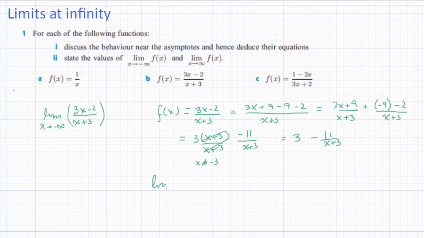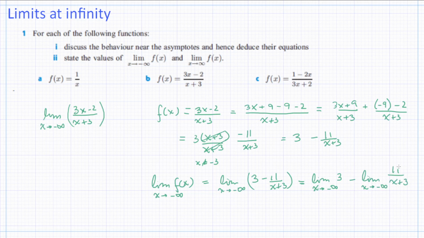So if I'm taking the limit of my function f of x as x approaches negative infinity, this would be the limit when x approaches negative infinity of 3 minus 11 over x plus 3. Now, if I subtract two numbers in a limit, I can just split those. So I can write this as the limit when x goes towards negative infinity of 3 minus the limit when x goes towards negative infinity of 11 over x plus 3.